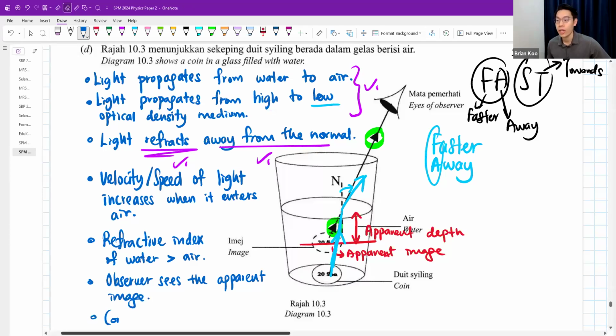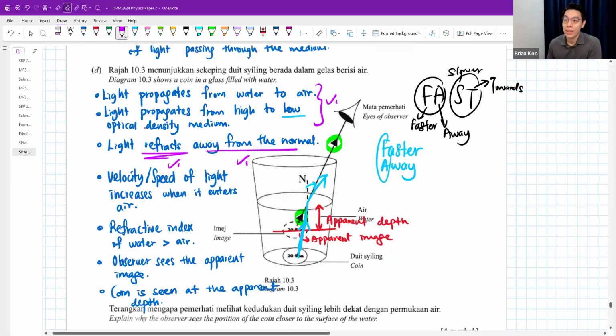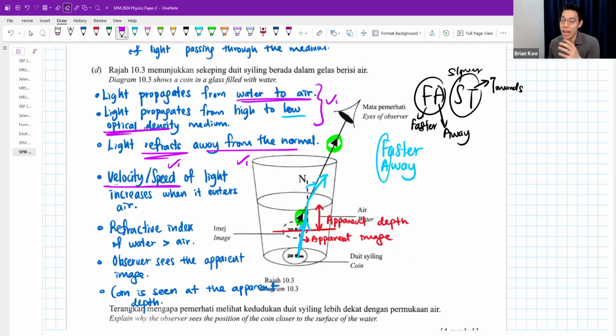Okay, coin is seen at the apparent depth. So really got a lot of things to say, huh? Right? So what are the keywords? Optical density, talk about that. Or water to air. Speed or velocity. You can say in air is faster, in water is slower. You can play around with your words, it doesn't matter.